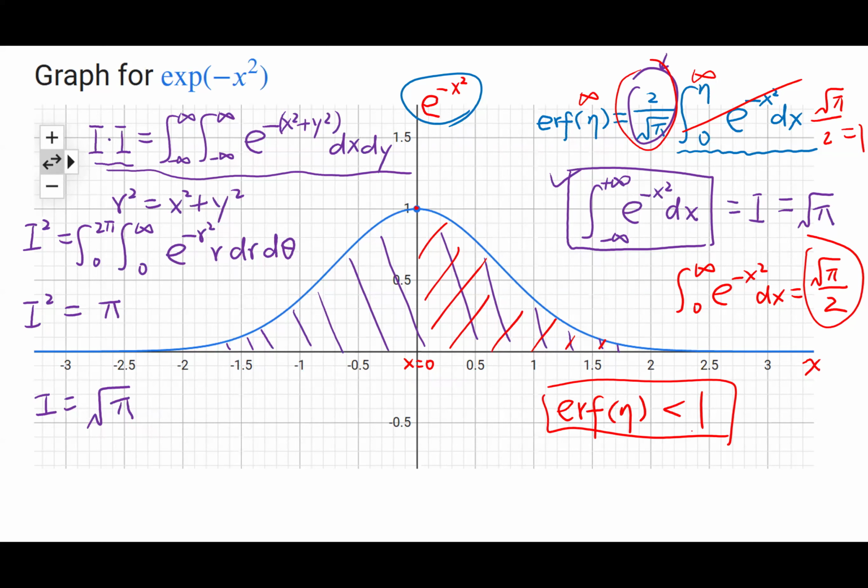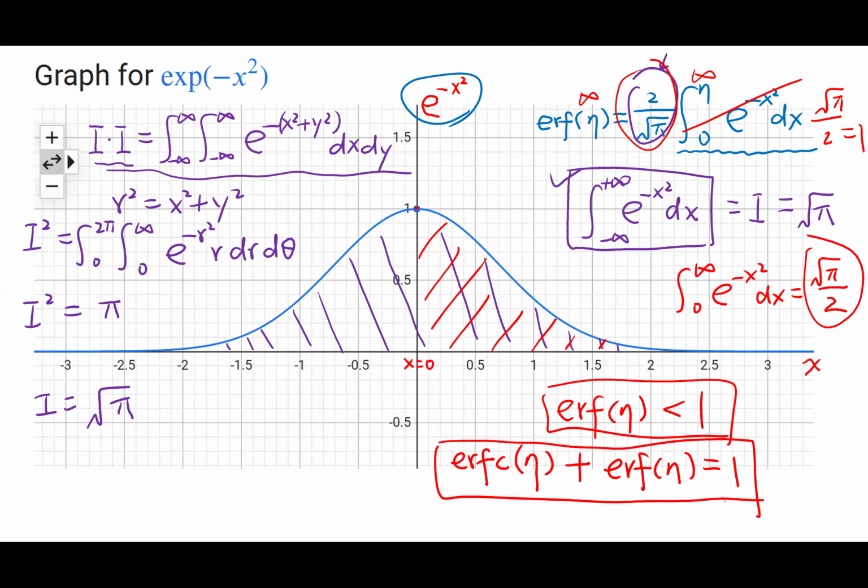Then that means we can define another function called erfc, the complementary error function, and we define that erfc plus erf eta add up together equal to 1. So based on this, if we write down the definition, erfc eta plus the erf, that's 2 over square root pi integrated from 0 to eta of e to the negative x squared dx, right? And then equal to 1.